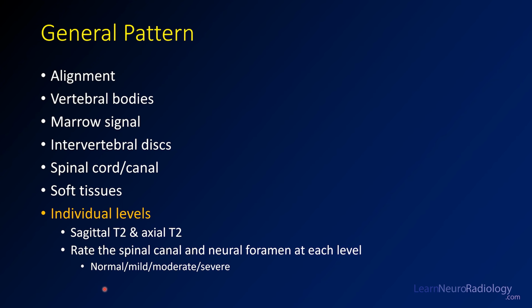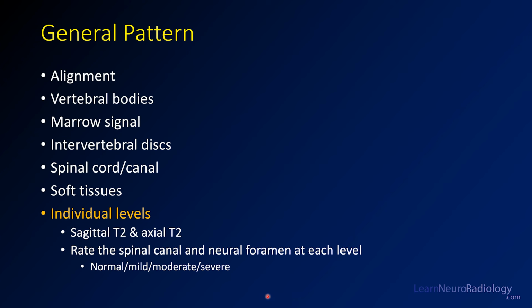Once you've finished all of these other things, you're going to want to take a look at the individual levels, and especially in patients with degenerative disease, the individual levels you're going to spend a lot of time focusing on. I tend to use both the sagittal T2 and axial T2 together. As you go through the levels, essentially the spinal canal and neural foramen is going to get rated at each level. You want to be able to call it normal, mild, moderate, or severe in terms of whether there's narrowing and degenerative changes.